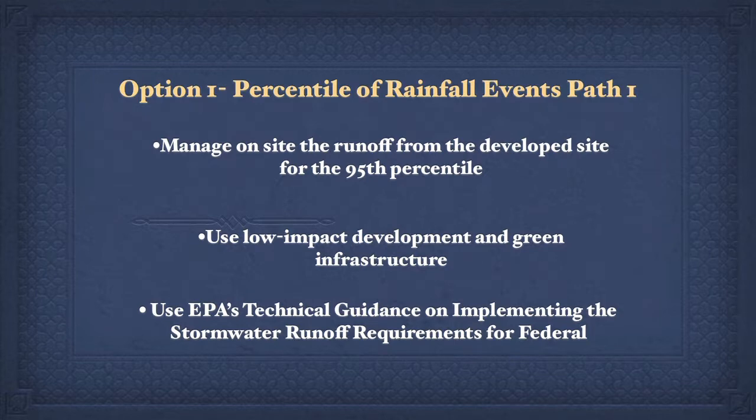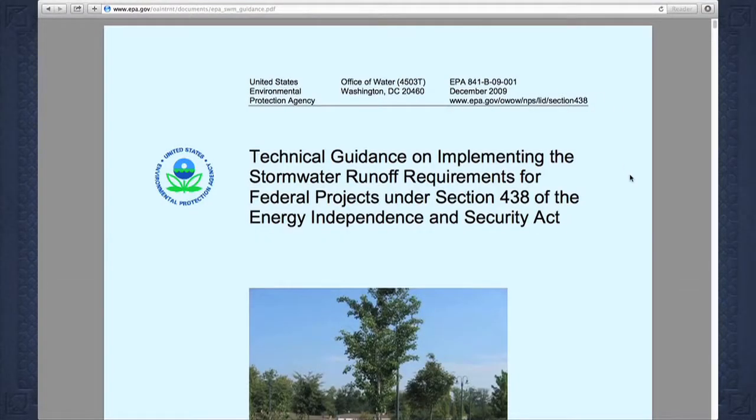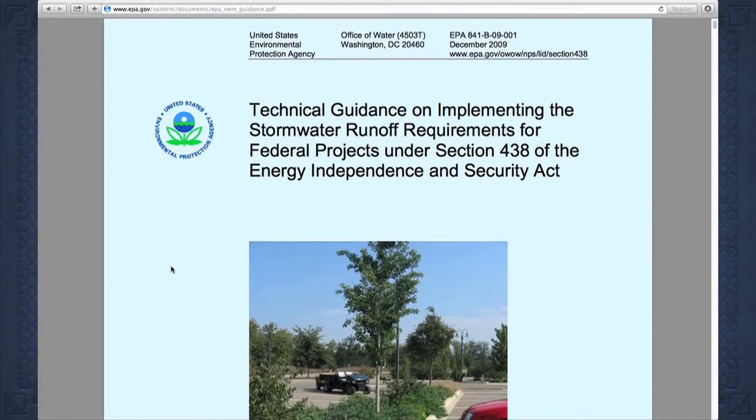In a manner best replicating natural site hydrology processes, manage on-site the runoff from the developed site for the 95th percentile of regional or local rainfall events using low-impact development and green infrastructure. Use daily rainfall data and the methodology in the EPA's technical guidance on implementing the stormwater runoff requirements for federal projects under Section 438 of the Energy Independence and Security Act in order to determine the 95th percentile amount.